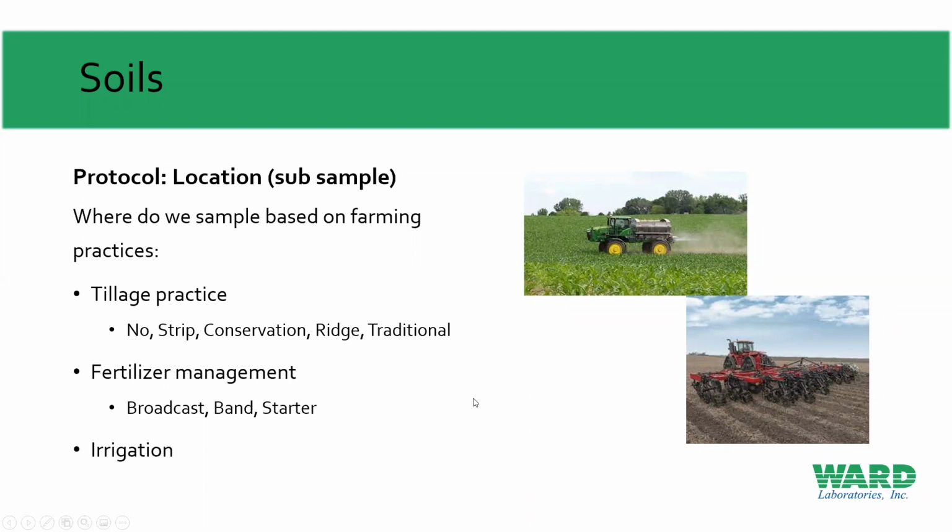And then finally, irrigation. This is a little less critical for some of us in the Eastern US today, but our fellow farmers out west in arid environments that have flood irrigation and ridging might be accumulating salts in certain parts of their field based on the way they irrigate. So critical things to think about there.